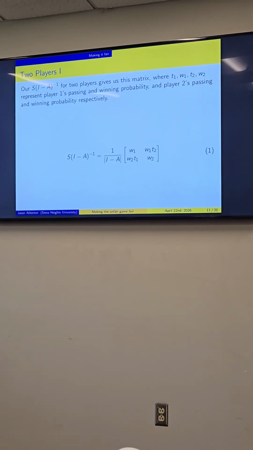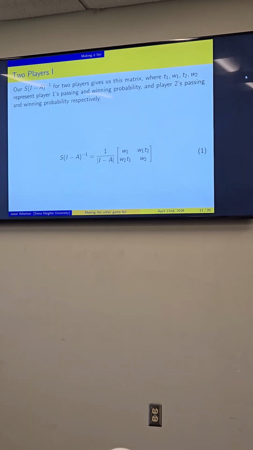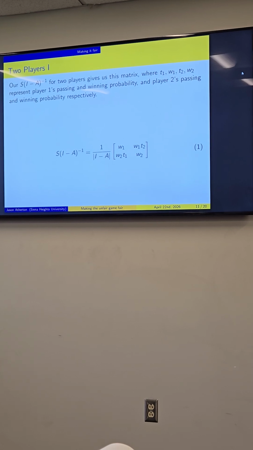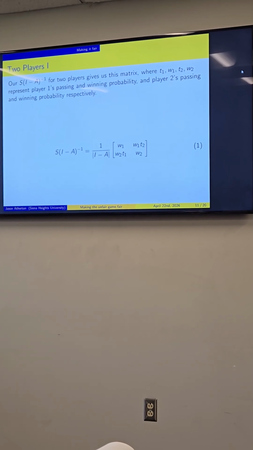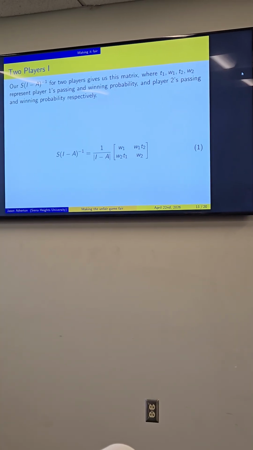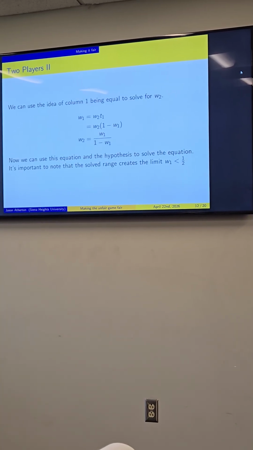And you'll notice the 1 over I minus A in the brackets, that is the determinant. That is a singular value. You can divide by that. And that is a scalar multiplier, so it will only change the numbers at the end, and it makes them prettier than they could be.